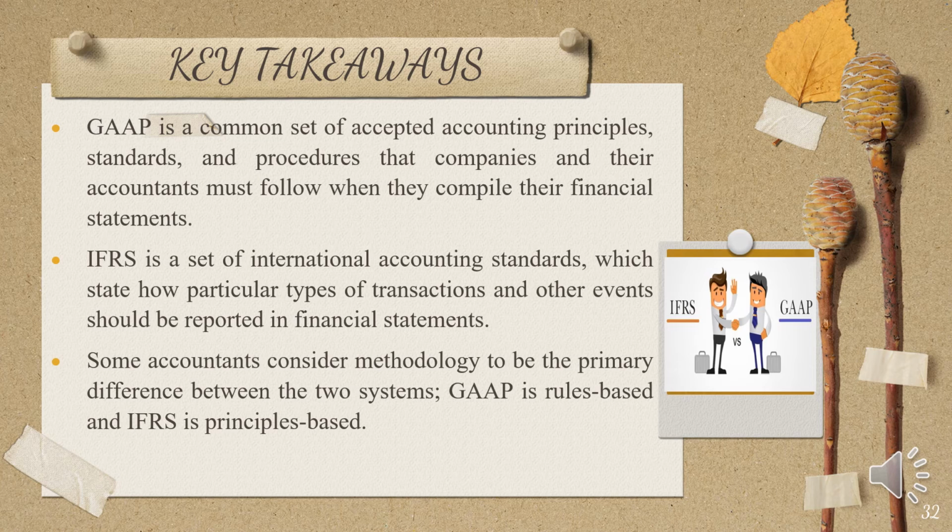Some accountants consider methodology to be the primary difference between the two systems. And yun nga, GAAP is rule-based and IFRS is principle-based. Both IFRS and US GAAP provide economic events to financial reports, as well as concepts, regulations, and advice for bookkeeping journal entries and financial statement preparation.